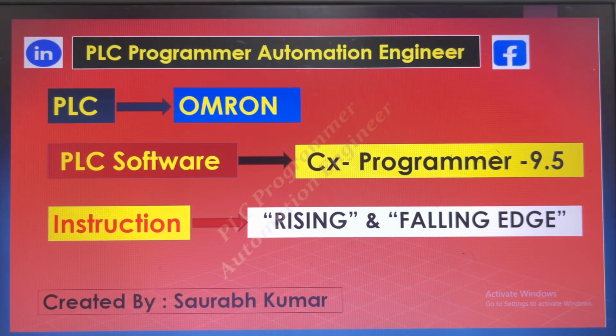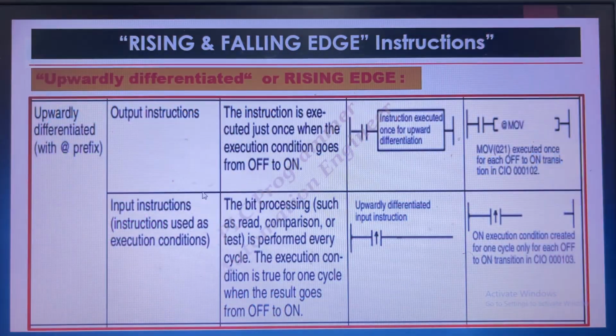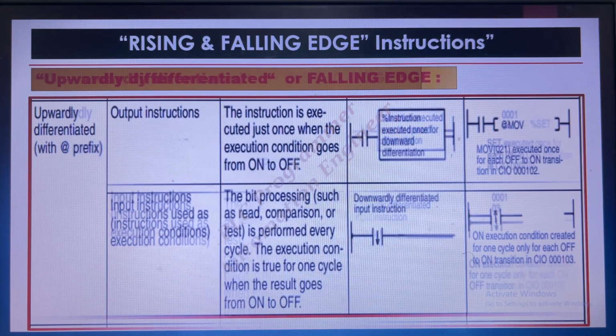Today we will discuss the Omron PLC software, CX-Programmer version 9.5, and the instructions rising and falling. Rising is upwardly differentiated, with the prefix @, used with output instructions, and goes from off to on. Input instructions use execution conditions. The execution condition is true for one cycle when the result goes from off to on.